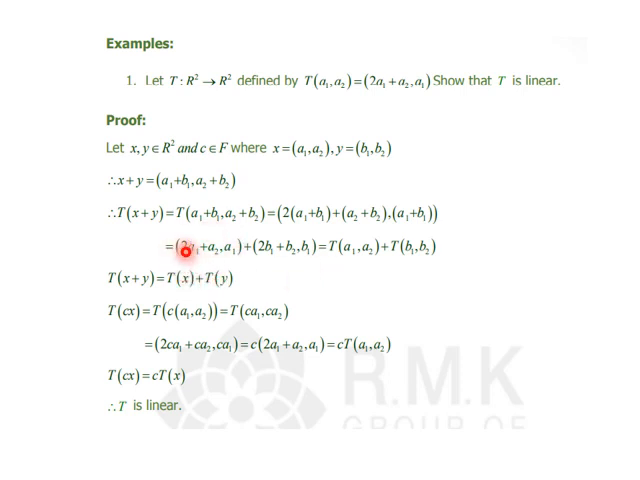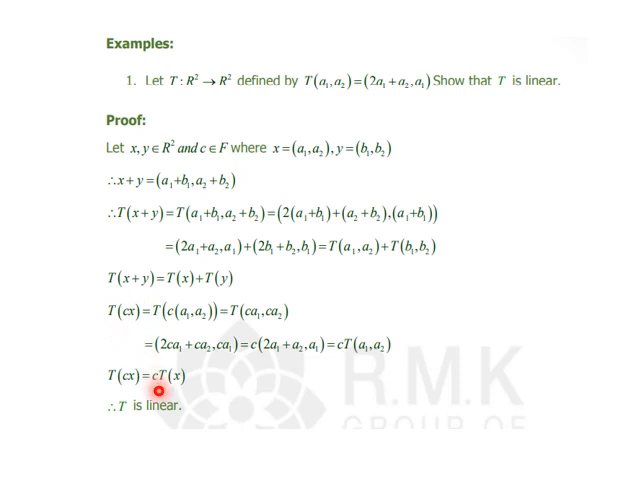But by definition, this is T of A1 A2 and this is T of B1 B2. But what is A1, A2? X. B1 B2 is Y. So we started with T of x plus y, and we are able to show that it is equal to Tx plus Ty. So the first condition is satisfied. Now we go to the next condition.